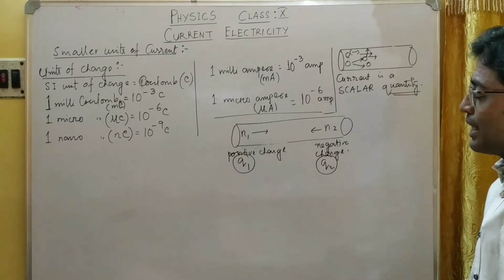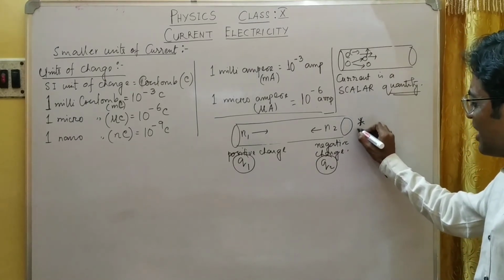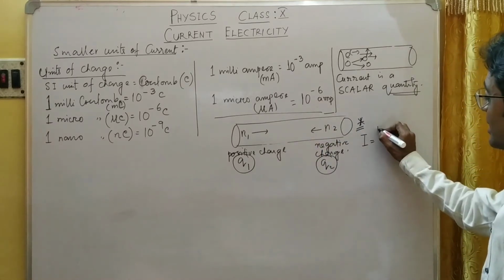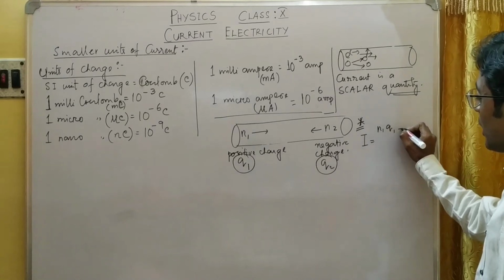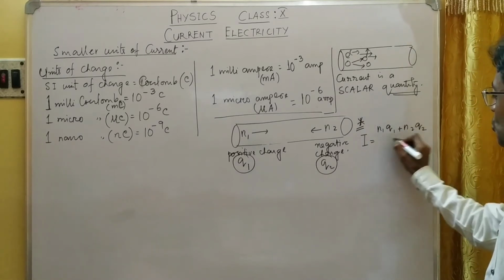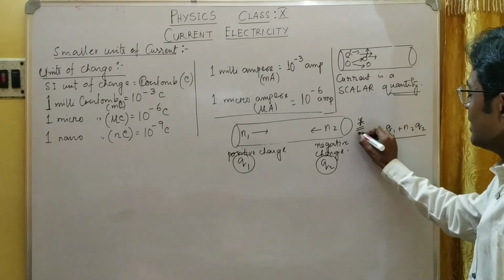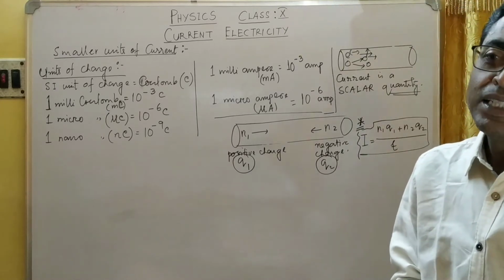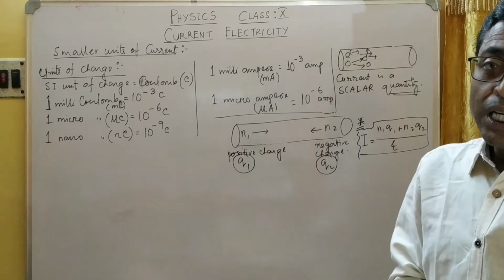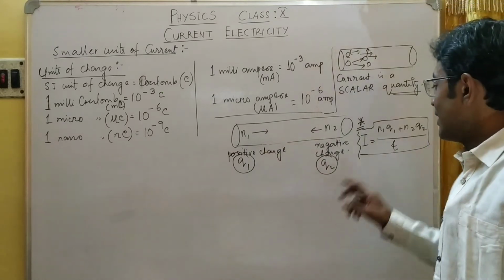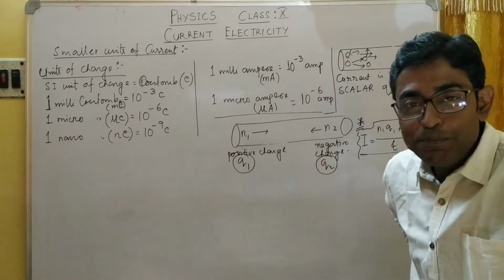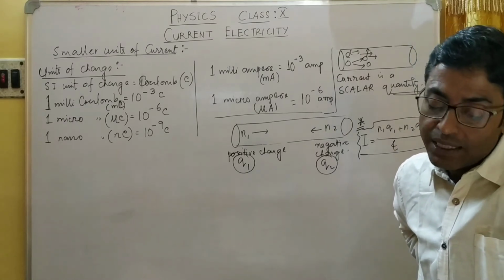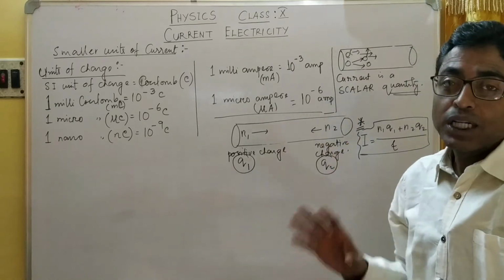So I can easily write this important thing: in this type of case, current is given as I = (n1 Q1 + n2 Q2) / t, where n1 is the number of positive charges, Q1 is the charge of each positive charge, n2 is the number of negative charges, and Q2 is the charge each negative charge is carrying. So that's about the introduction of current.